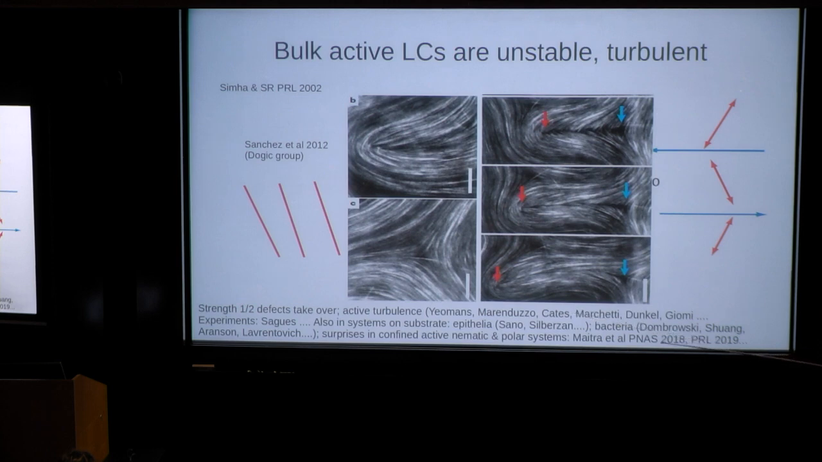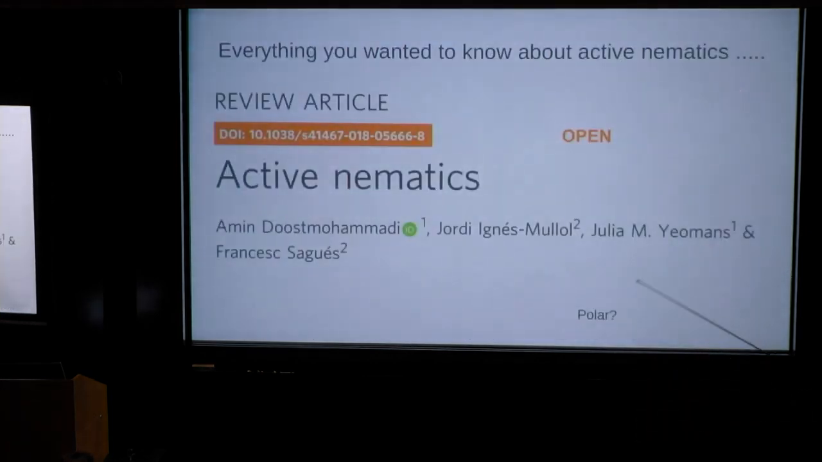There's a great deal of work on this subject. I really cannot do any justice to it in this talk, especially if I want to talk about anything else. There's a nice review article specifically on active nematics. So now that closes the part of my talk having to do with the general complex dynamics of active systems.